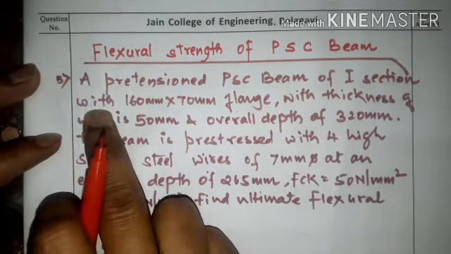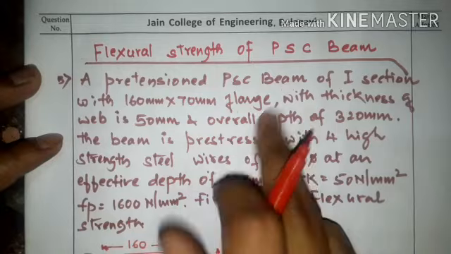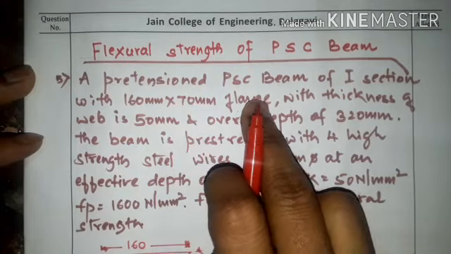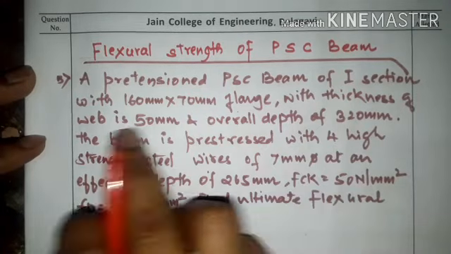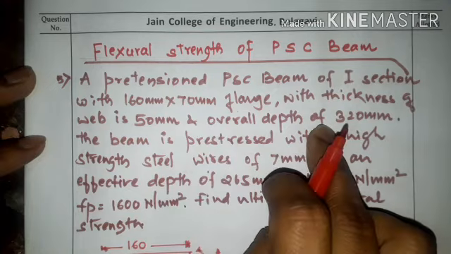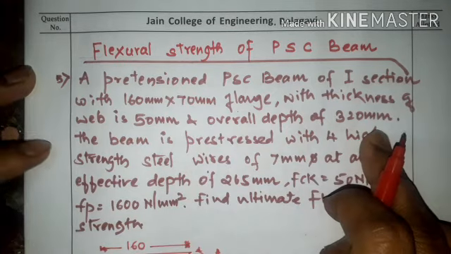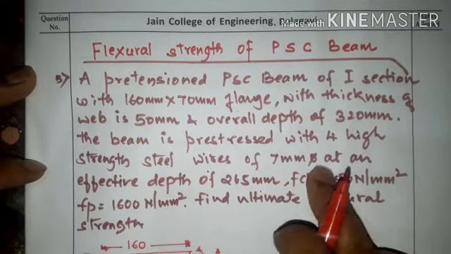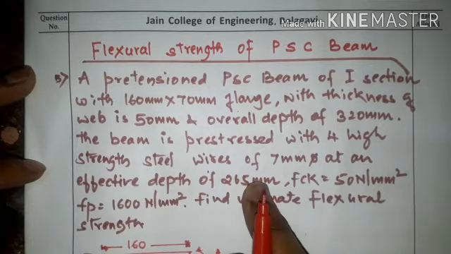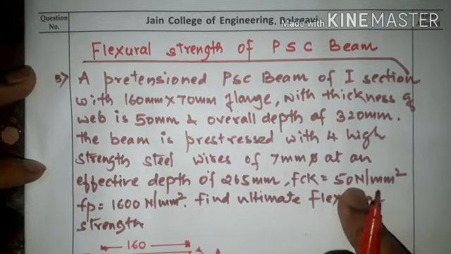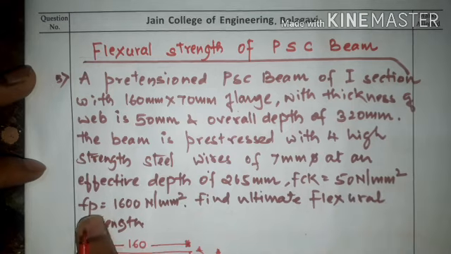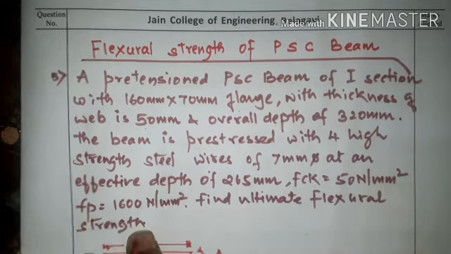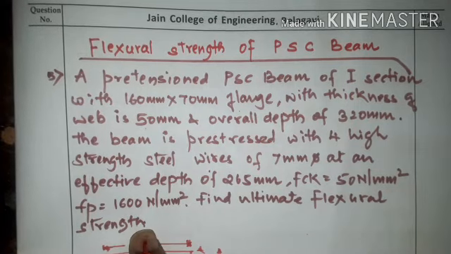It is given as a pre-tensioned PSC beam of I section with 160 mm by 70 mm flange and with thickness of web 50 mm and overall depth of beam 320 mm. The beam is pre-stressed with 4 high strength steel wires of 7 mm dia at an effective depth of 265 mm. FCK is equal to 50 Newton per mm square and FP is equal to 1600 Newton per mm square. Find ultimate flexural strength.